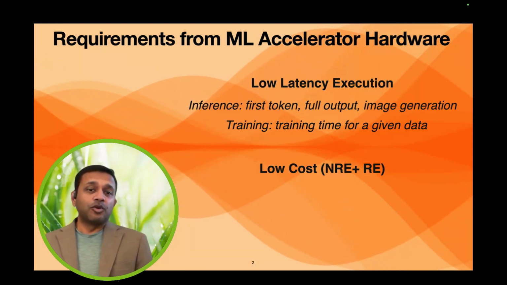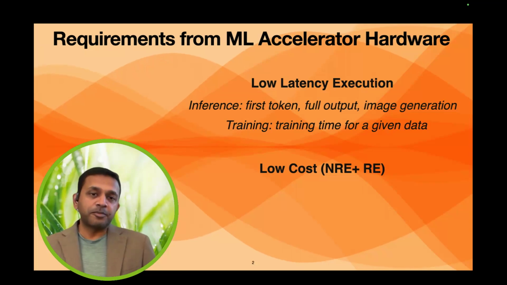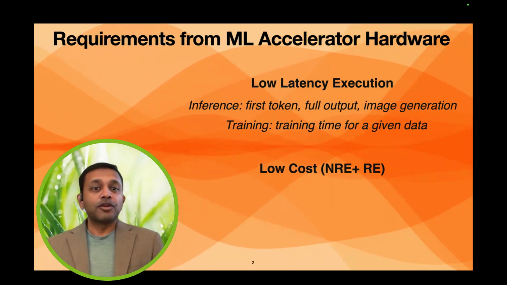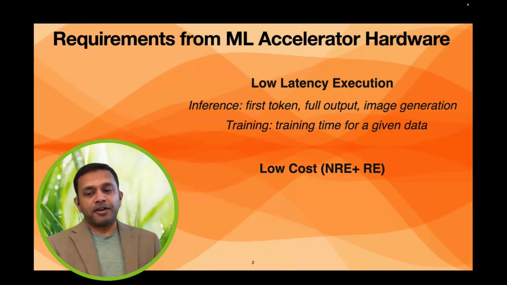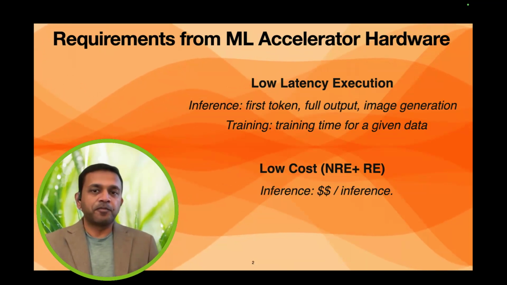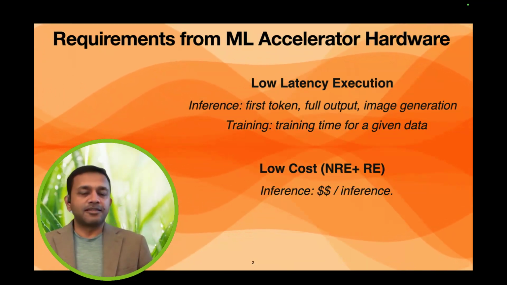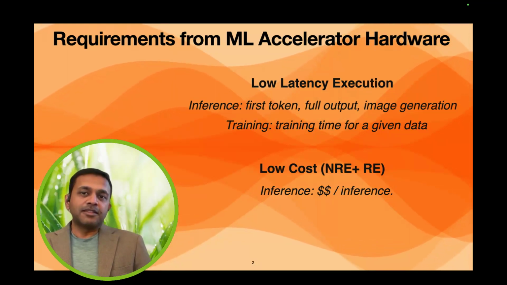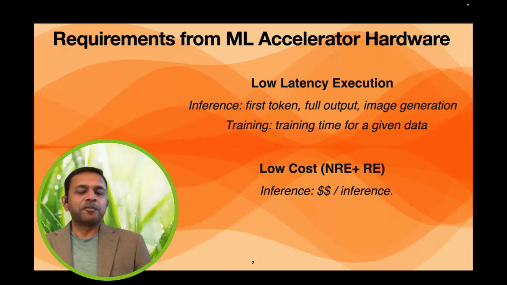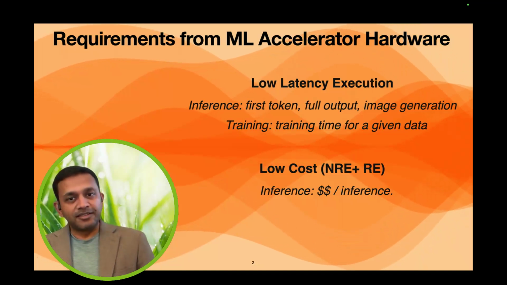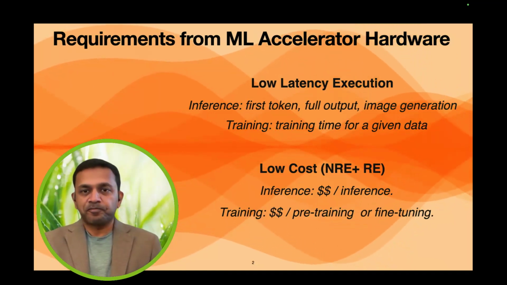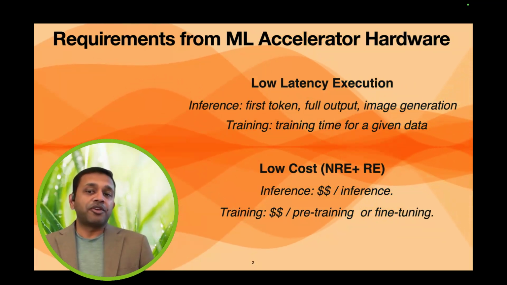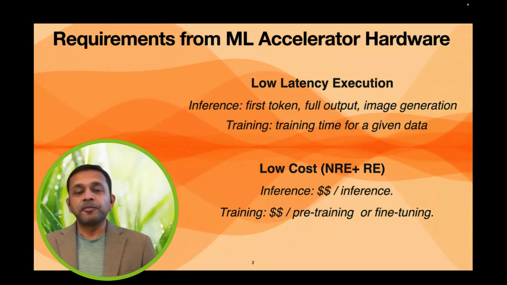Then other aspect is the low cost. Both the recurring expense and the non-recurring expense are amazingly high. And that's why they come in the forefront for the requirement side. For inference, you can view it in this way. The cost per inference, where you amortize the non-recurring expense value as well into it, is what decides. If you can do it cheaper, it's good. Similarly, for the training, how much it costs to do the pre-training or to do the fine-tuning later.